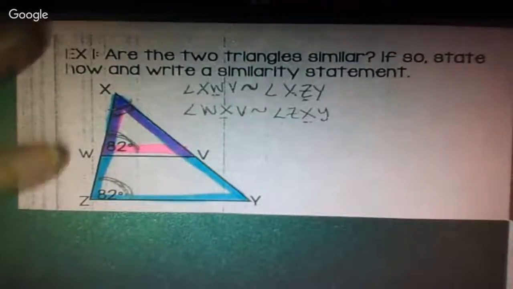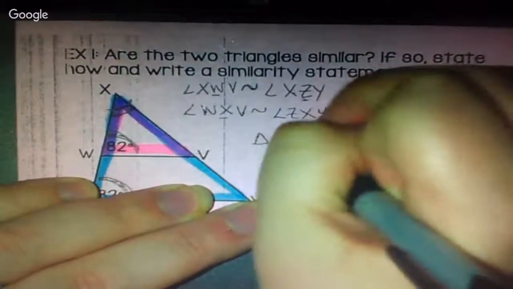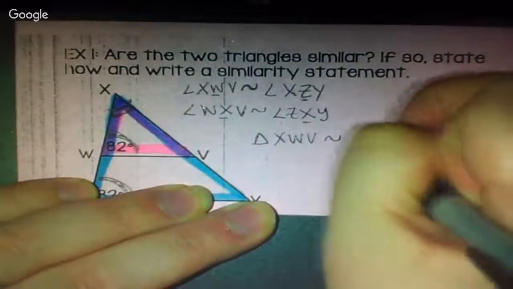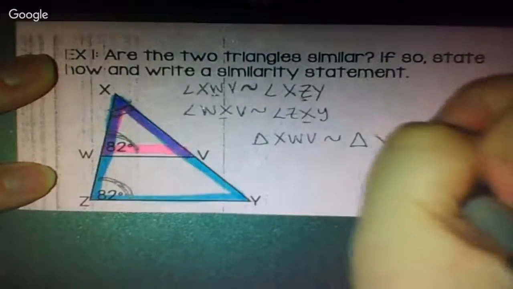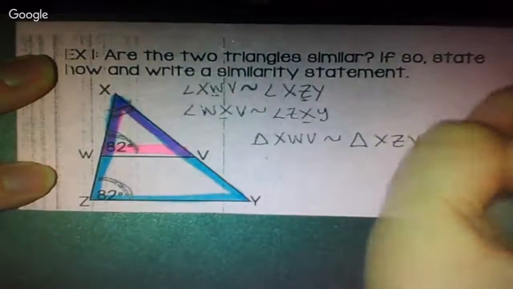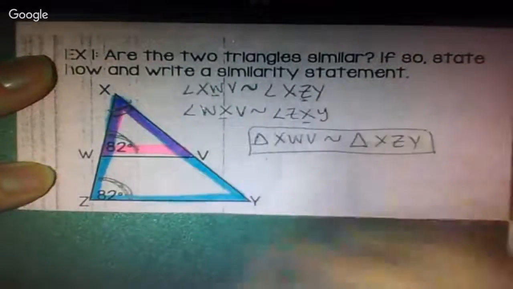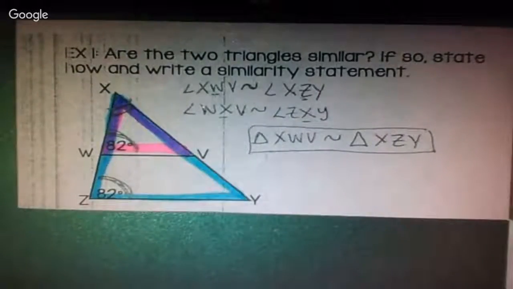So then I can finally write a similarity statement that triangle XWV is similar to triangle XZY. That's your final similarity statement. And how do I know that? Because those two angles are similar. Or I'm sorry, it shouldn't be those two angles are similar. Those two angles are congruent. Add your equal sign underneath there.